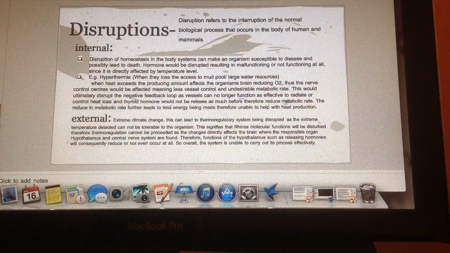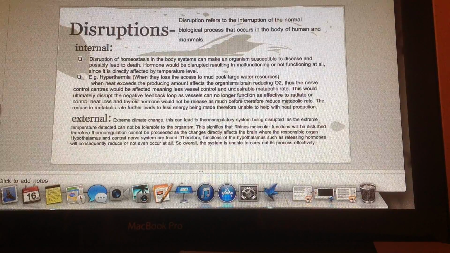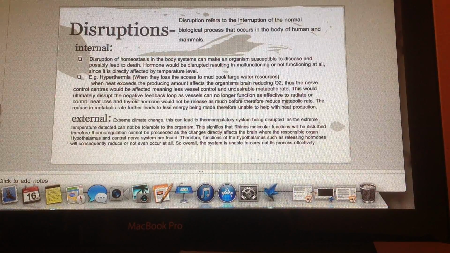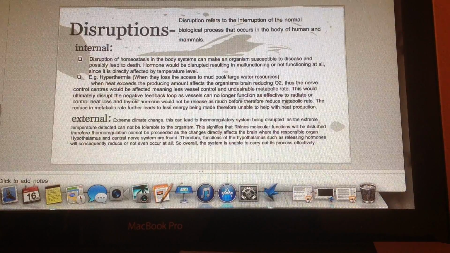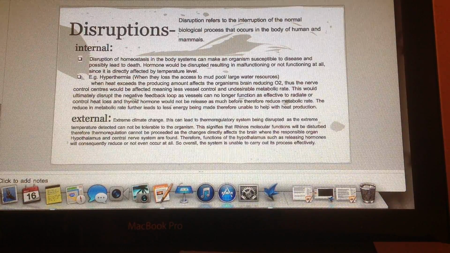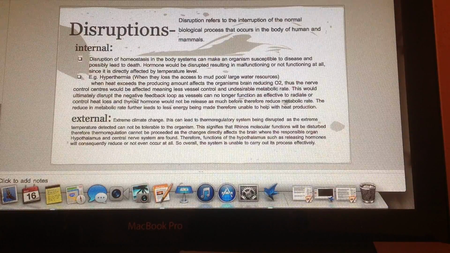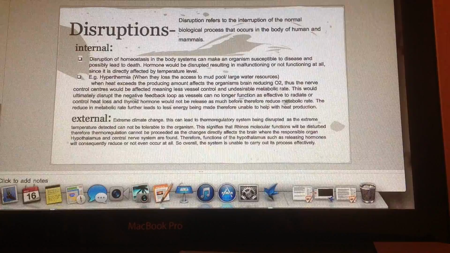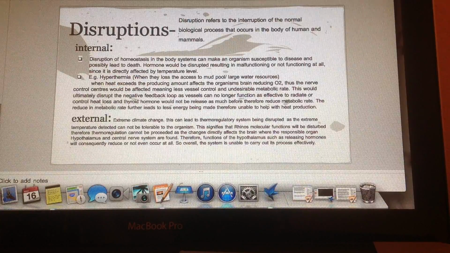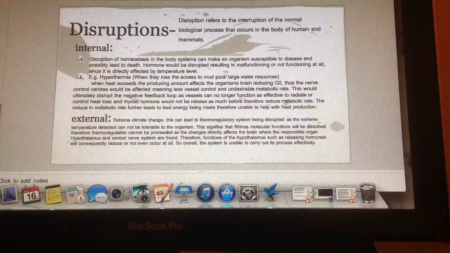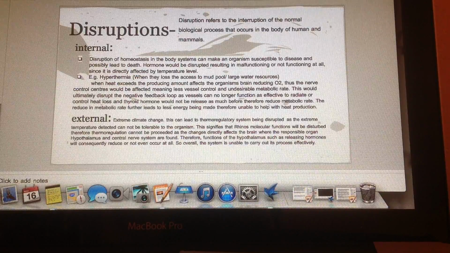However, disruptions can also occur. Disruption itself refers to the interruption of the normal biological processes that occur in the body of humans and mammals. Internally, disruption of homeostasis in the body system can make an organism susceptible to disease and possibly lead to death. Hormones will be disrupted, resulting in malfunctioning or not functioning at all, since they are directly affected by temperature level.